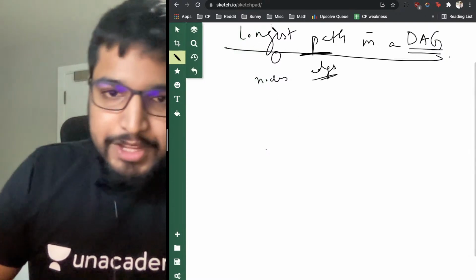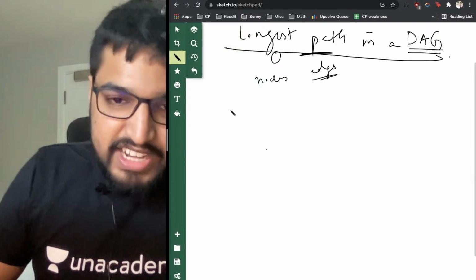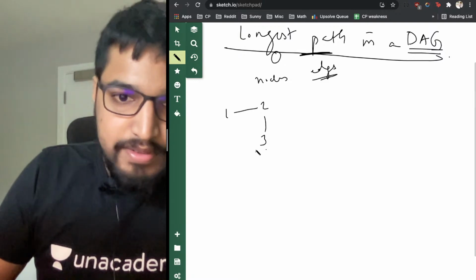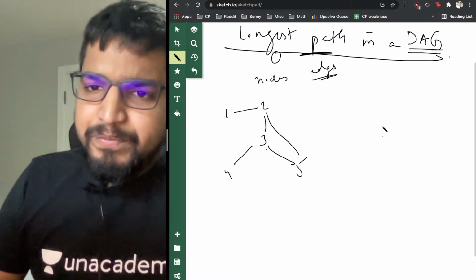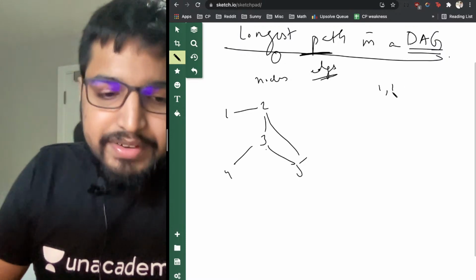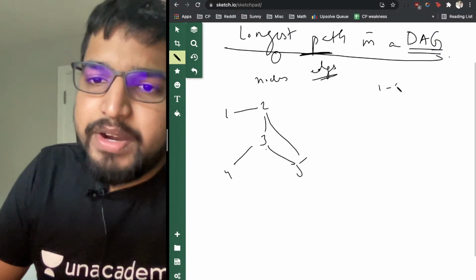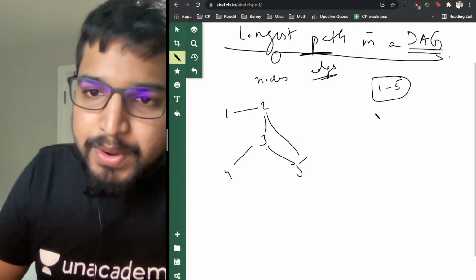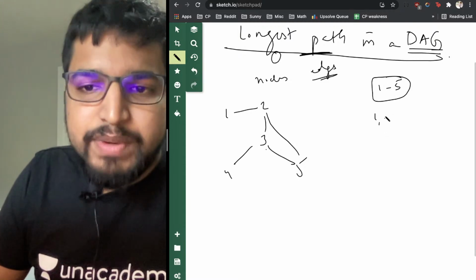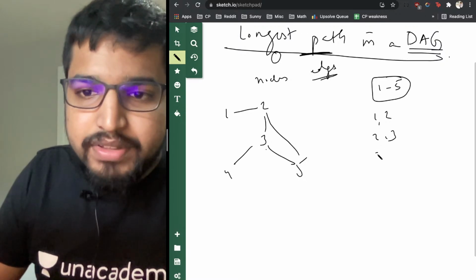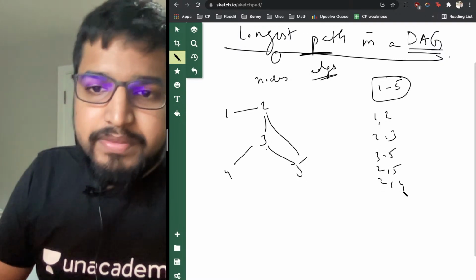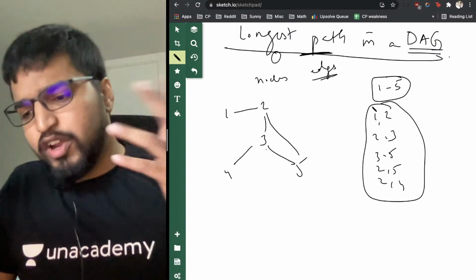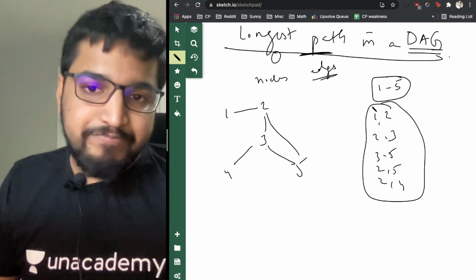One way is, for example, you have 1, 2, 3, 4, 5. Now the nodes are basically the numbers 1 to 5. The edges are 1 to 2. We can call them pairs: 1-2, 2-3, 3-5, 2-5, 2-4. There are 5 edges, and we can call them by pairs.